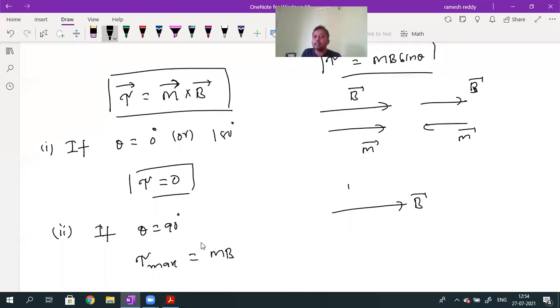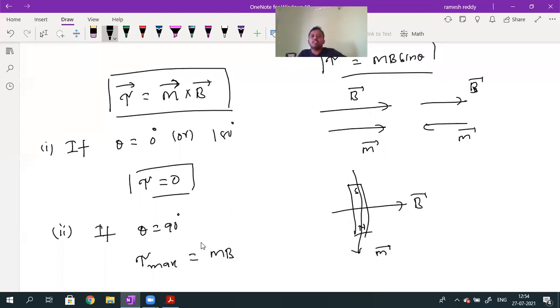Now the bar magnet was kept like this, perpendicular, with this the north pole and this the south pole. B bar and M bar are both perpendicular. When both are perpendicular, it will experience a maximum torque. Because of the maximum torque, what happens to the bar magnet? It will rotate until it aligns parallel. Parallel to which one? B bar.